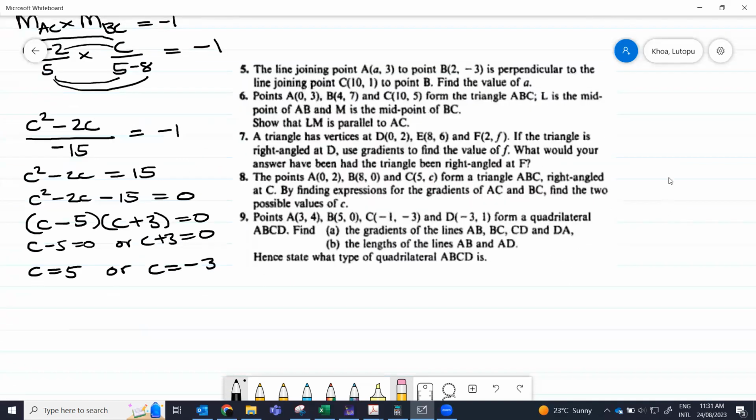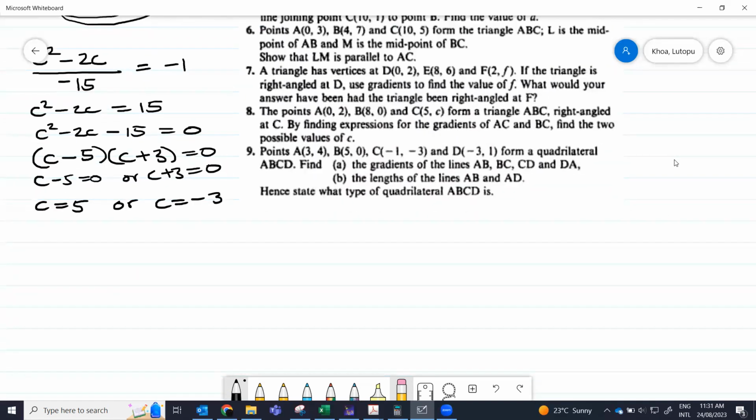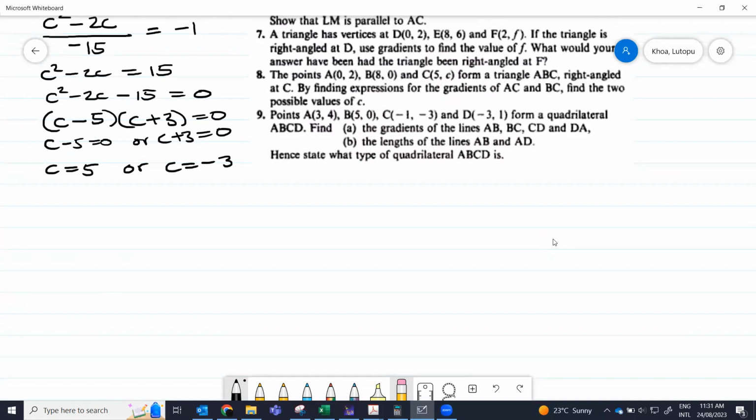Okay, then the next question, number 9. We have points A, B, C, and D. They form a quadrilateral, so we can sketch that. I shouldn't draw it like a rectangle because I don't know that it is a rectangle, but it's some quadrilateral. This is A, B, C, and D.